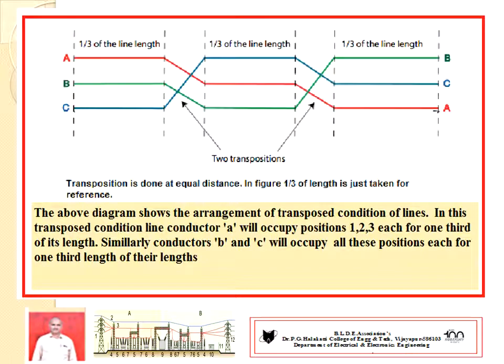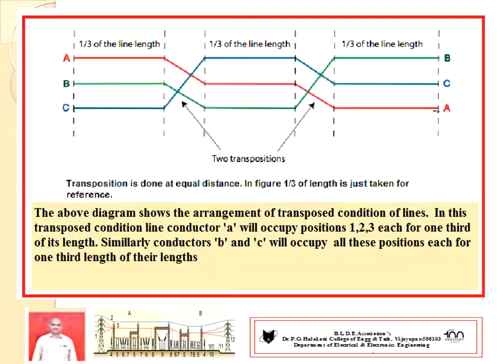Conductor A first position, conductor A second position, conductor A third position. It goes on changing at every 1/3 length of the line. All three conductors go on changing in a sequential manner.